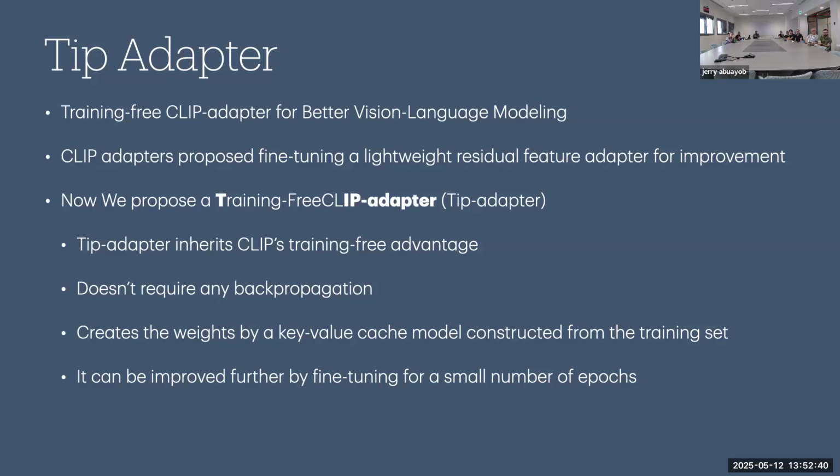Okay, so they said we propose a training-free CLIP adapter. It doesn't need any backpropagation, no training whatsoever, and it creates the weights in a pre-processing manner when we get the training data set by utilizing a key-value cache model. Okay, so it's similar to an attention equation. And it can be improved further by fine-tuning for a very, very small number of epochs. So it's like an 80% initialized adapter.